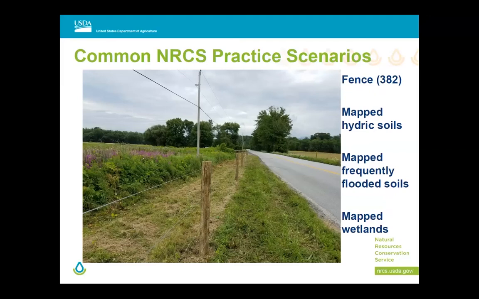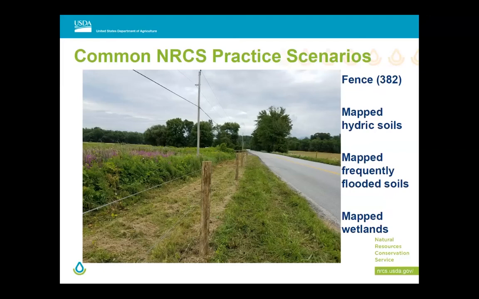So this is a non-electrified fence installed at the edge of a wetland easement to keep people from going in there with their trucks and four-wheelers and destroying it. It has mapped hydric soils, it is mapped as frequently flooded soils, and it is mapped as wetland. And it is, in fact, in a state of restoration. So the activity we're planning is fence.